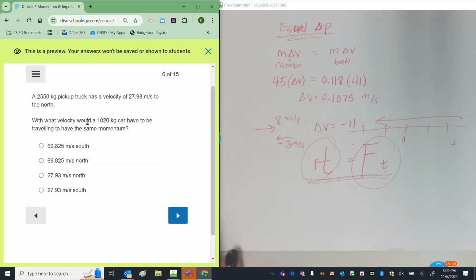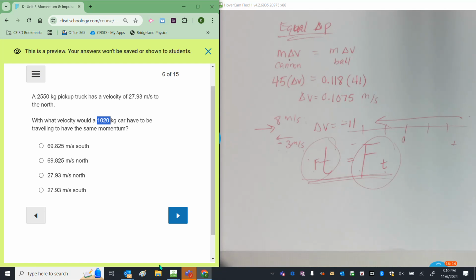All right, this one just asks what velocity this car would need to have the same momentum as this truck. That's pretty easy. Again, momentum is just mass times velocity, so you would multiply 2550 times 27.93 and get a momentum. And then to make the car have the same amount, figure out how fast it has to go. Okay, so you would take that momentum and divide it by this particular mass, which I haven't done yet. So let's see what it is.